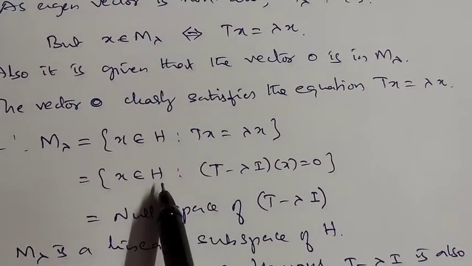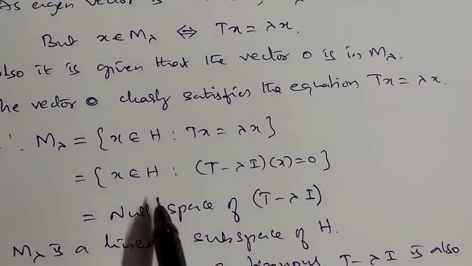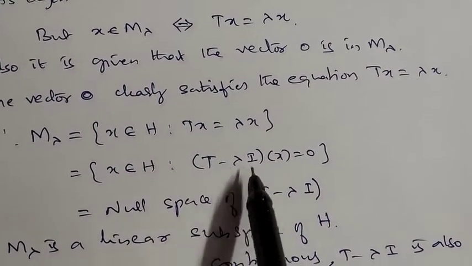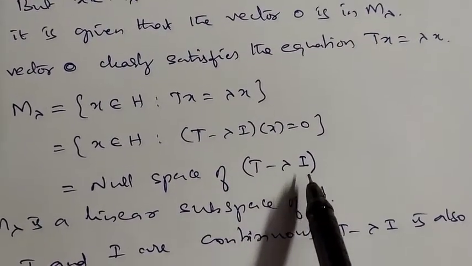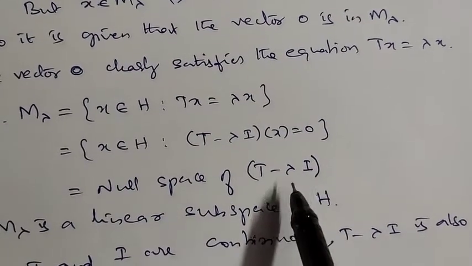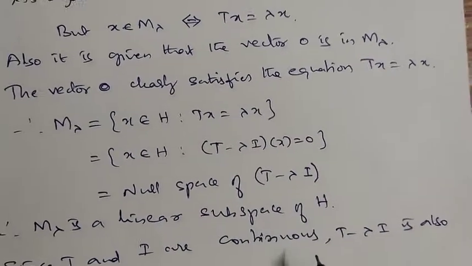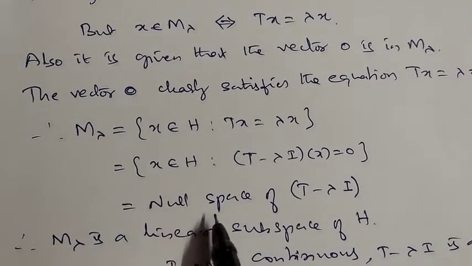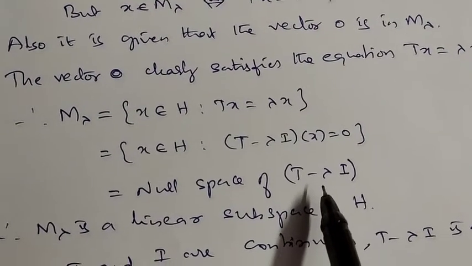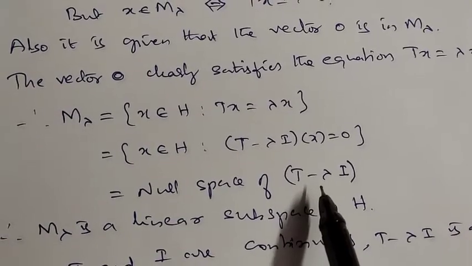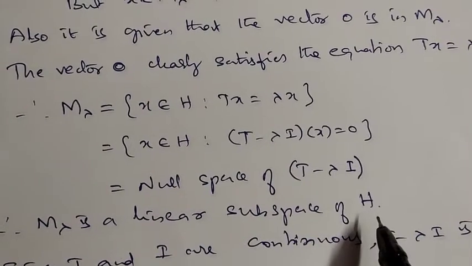So set of all x belongs to H such that (T minus lambda I) of x is 0. Now, set of all x belongs to H such that (T minus lambda I) of x is 0 means what? This is nothing but the null space of the operator T minus lambda I. You know that it is a subspace of H, already shown that. Range and null spaces are subspaces, means M lambda is a linear subspace of Hilbert space H.